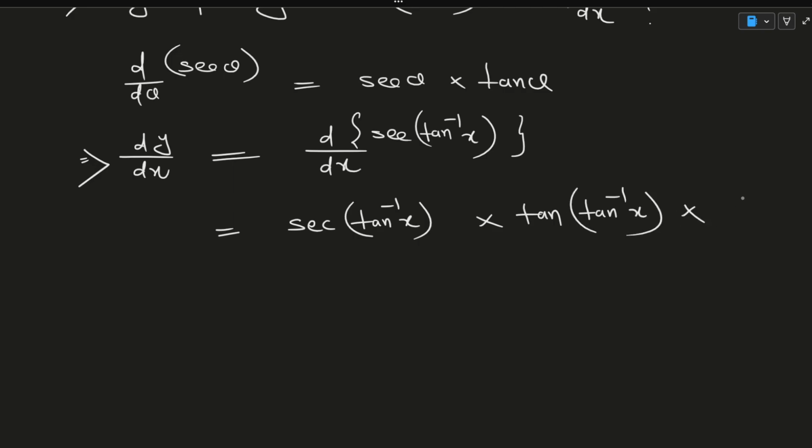Here we are applying just the chain rule. So now I will differentiate tan inverse x. It will be 1 by 1 plus x square. Now clearly we can see that this one reduces to x.